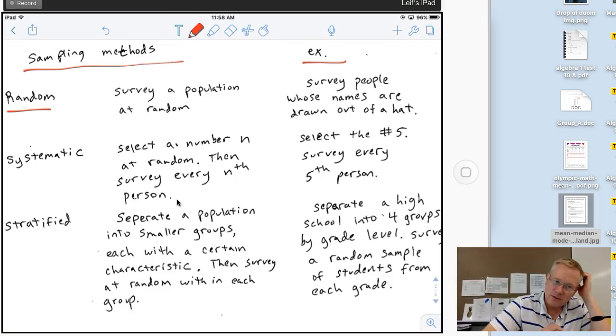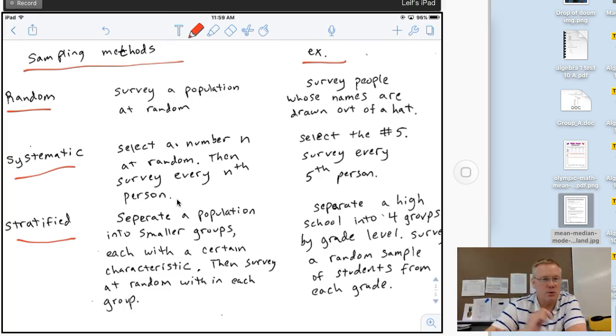The second kind is systematic, and that says you select a number n at random and then survey every nth person. So, for example, suppose I pick 10, and then I stand at the front door as everybody's coming into the school, and I pick every 10th person that goes by and ask them the question. That would be systematic, okay? And that would make it much easier than trying to ask every single kid at the school what's their favorite class.